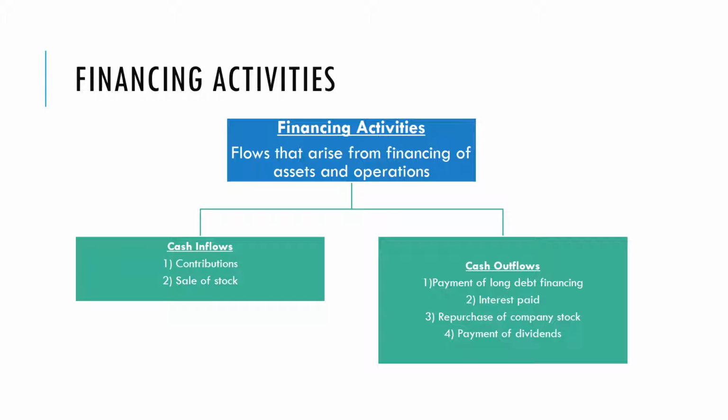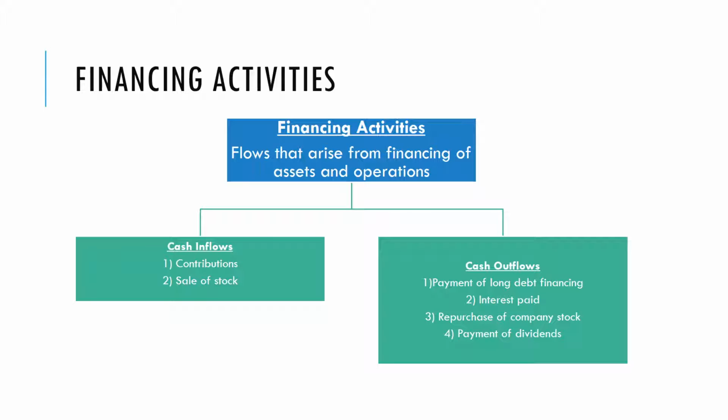On the other side, we have our cash outflows, so our cash out the door. We may be paying long-term debt financing. We may owe interest on something. On a financing activity, we may repurchase company stock. We may have issued company stock before, and we want to buy it back. We have to pay people for their stock.